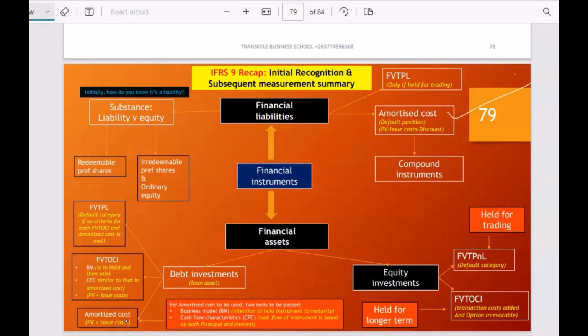They're recognized at amortized cost. That's the default position, where we are saying they're recognized at the purchase value less issue costs and any discount. That's how, and we'll be using the amortization schedule, unless they are being held for trading, which means they would be measured at fair value through profit or loss.